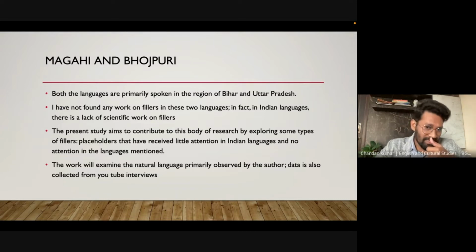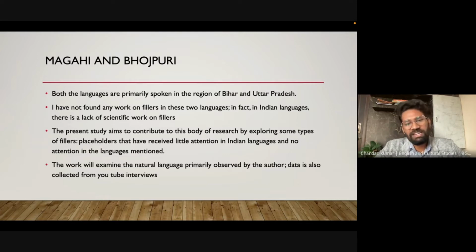So these two languages, just a bit of introduction. They are spoken primarily in Bihar. When we talk about Magahi, Bhojpuri has more widespread presence. In the literature, I have not found anything primarily on fillers, so placeholders, in these two languages. Also, it is very difficult to find a study on placeholder fillers in Indian languages. So I think there is a lack of scientific work on that aspect.